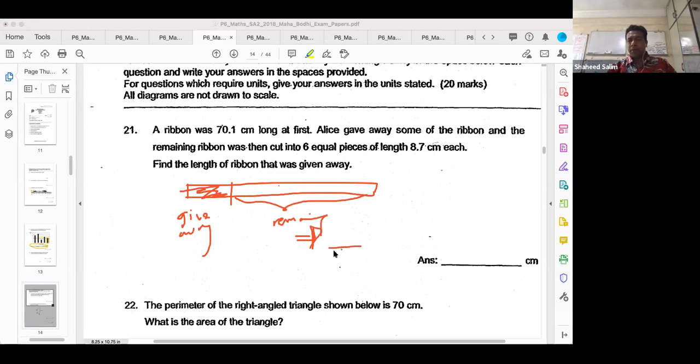Find out now, you can do it. Well done, Putri Jamal. All of you are able to get it. So you take 6 times 8.7. You'll get 52.2. 70.1 minus 52.2, you get 17.9 cm. Well done to all.